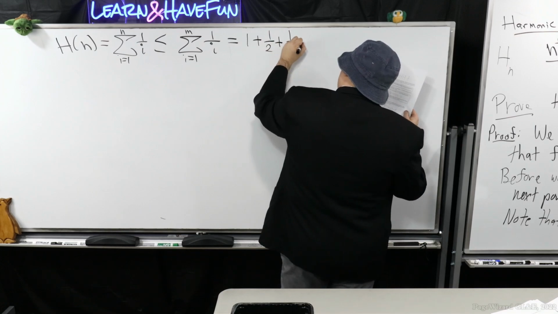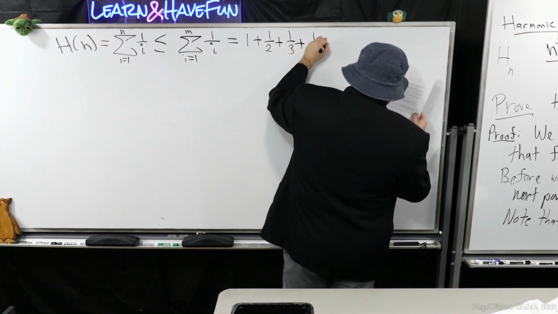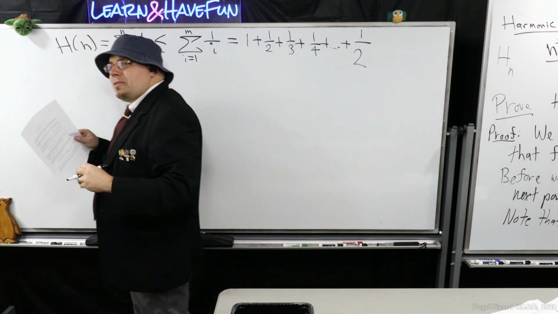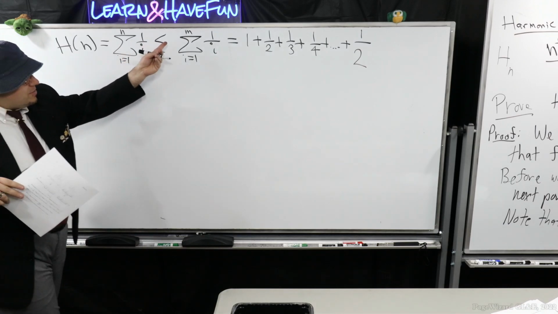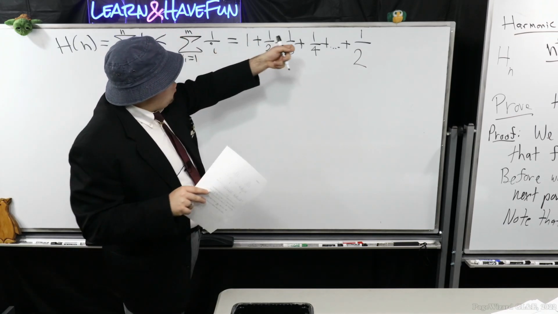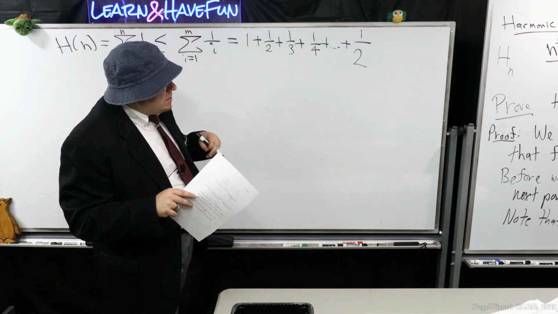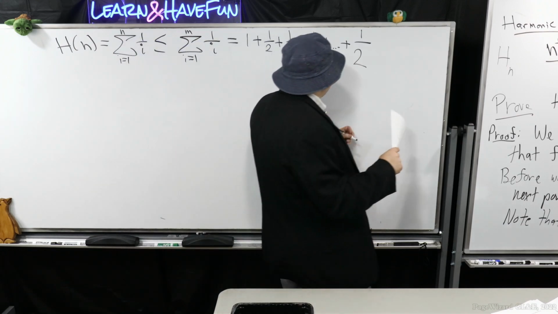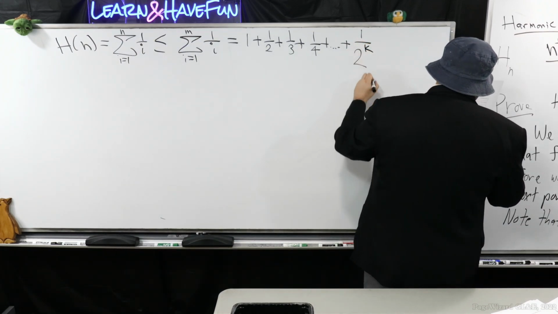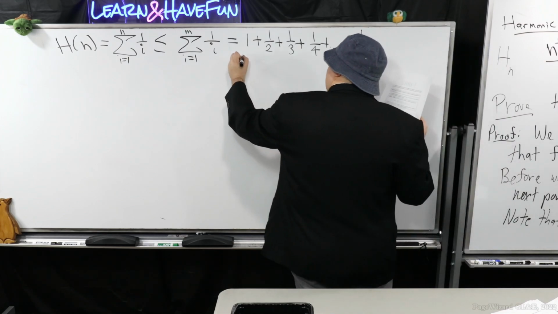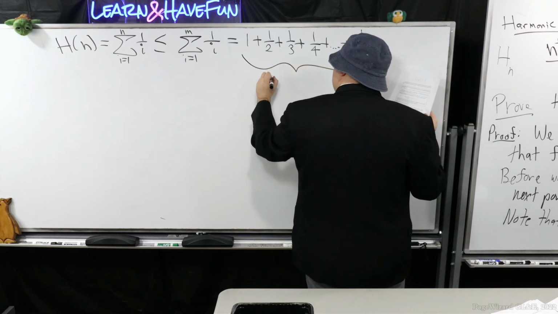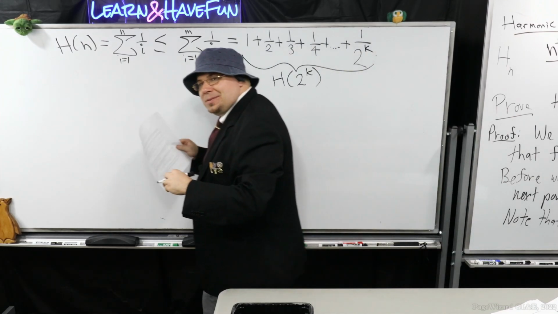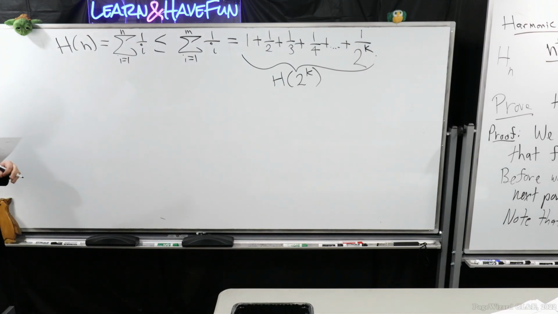plus 1/3 plus 1/4, all the way up to 1 over 2 to the power of something. What is the something? Well, it's m, right? So this would be 1 over m. But what's m? It's 2 to the power of the ceiling of log base 2 of n. But as we just established a moment ago, this is just 2 to the power of k, because k is the ceiling of log base 2 of n. So this right here, just to be very clear, is h of 2 to the power of k, because that's h of m. So just keep that in the back of your mind.